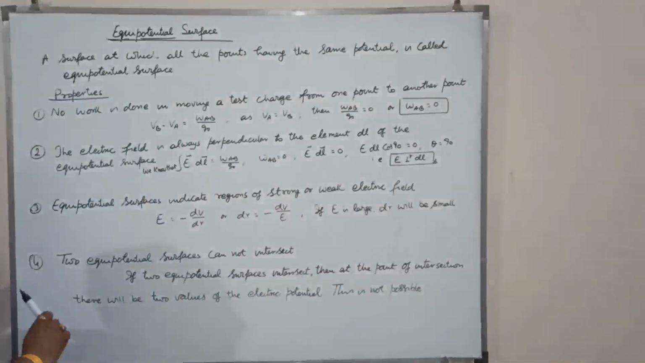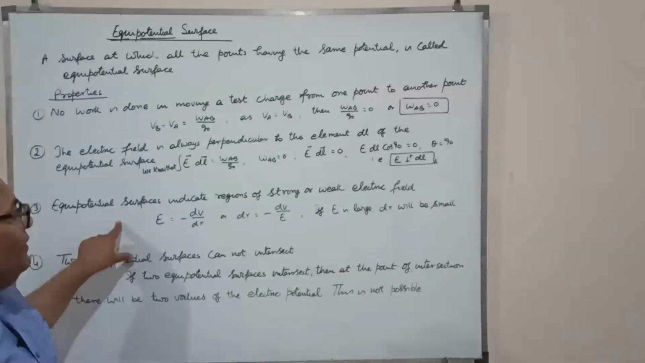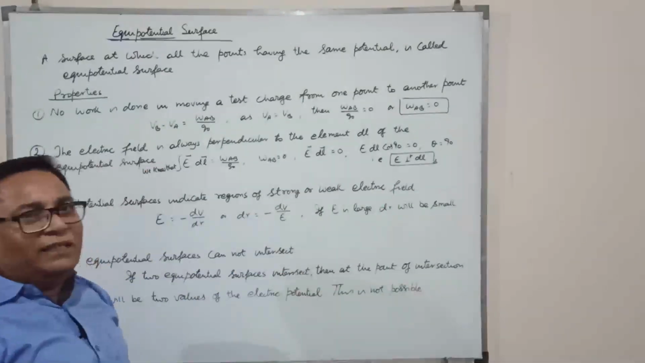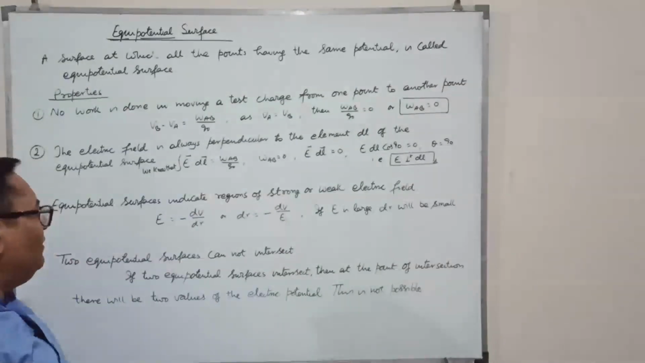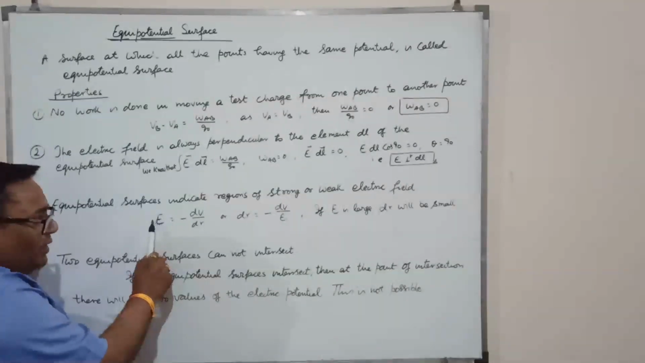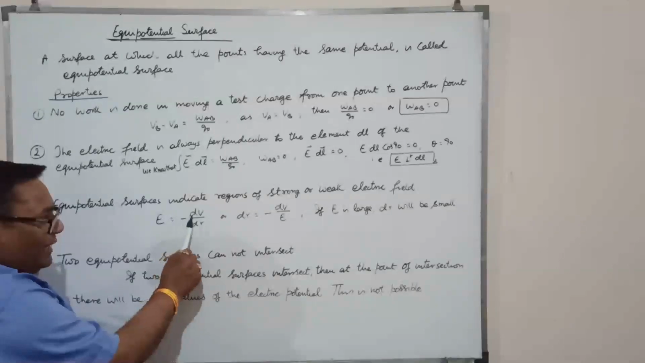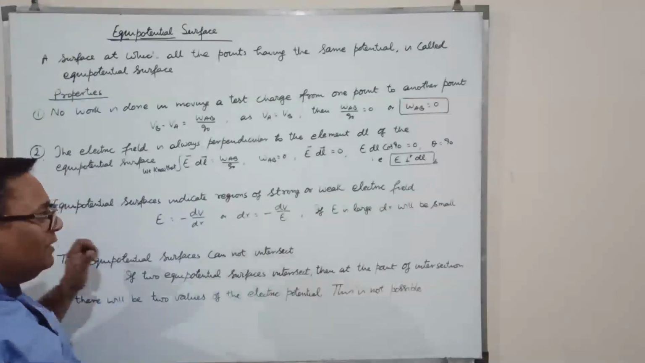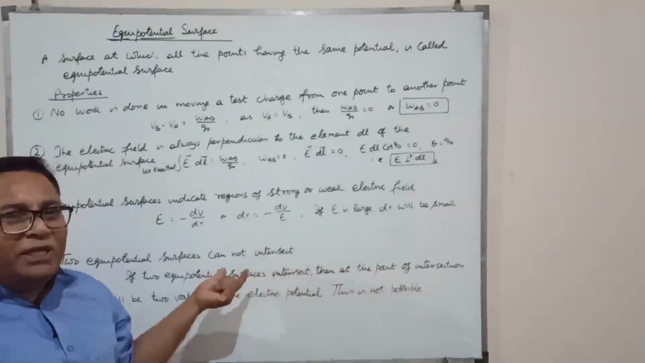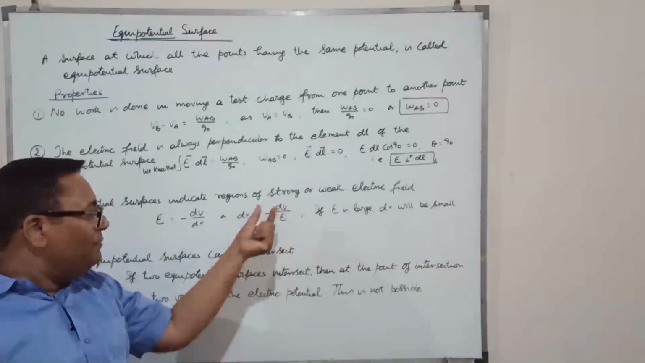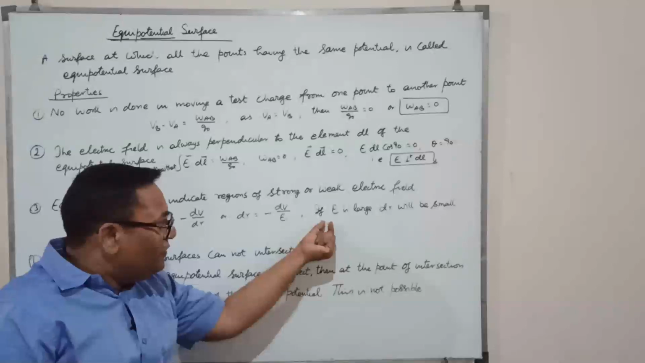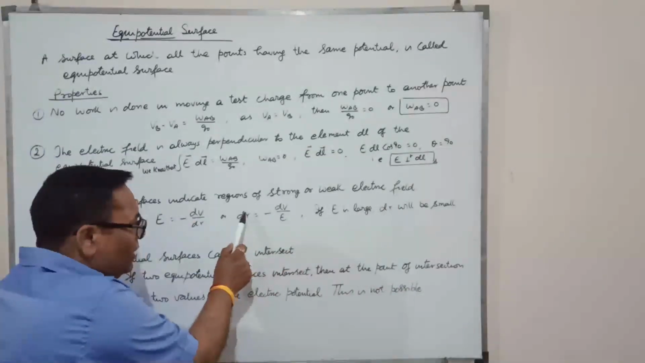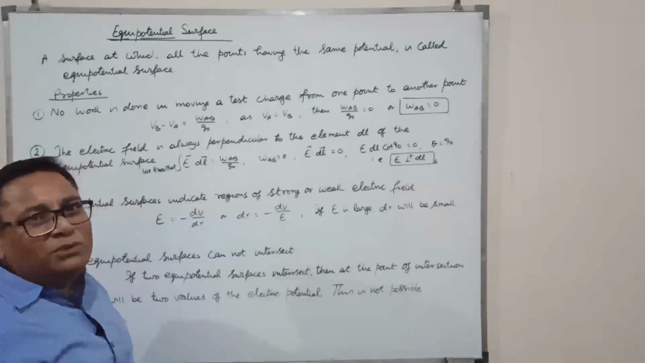Clear? Third, equipotential surfaces indicate the regions of strong and weak electric field. We know that E is equal to minus dV over dr, so dr is equal to minus dV upon E. If the surface is equipotential, the change in potential is the same. So if E is large, then dr will be small, because dr is inversely proportional to E.